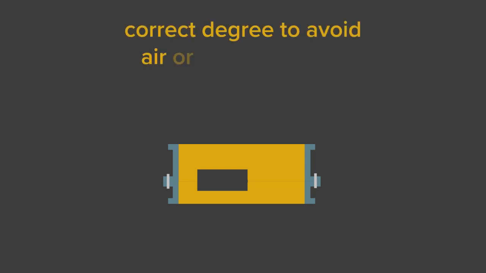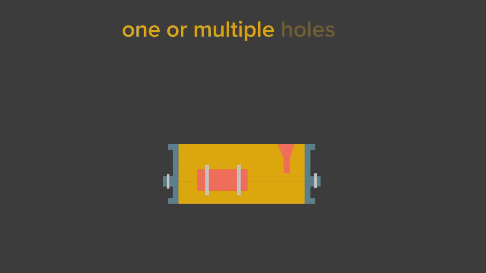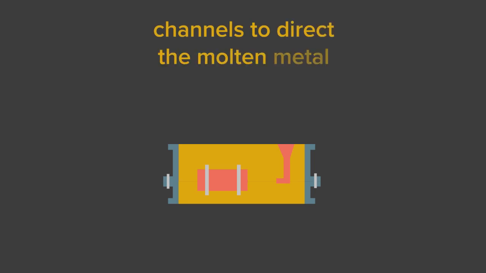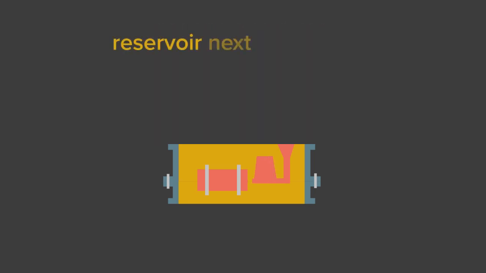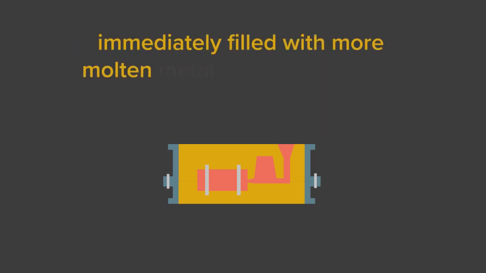The sand must be packed or rammed to the correct degree to avoid air or water vapor being trapped in the molten metal, causing unsoundness. The cavity is usually created in 2 or more sections that are then fitted together to create a mold. The mold will have 1 or multiple holes in which to pour the molten metal. There will be channels to direct the molten metal, and there will also be a reservoir next to the cavity, so that when the molten metal in the cavity solidifies and consequently shrinks, any voids will be immediately filled with more molten metal from this reservoir.